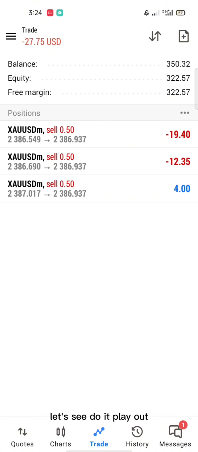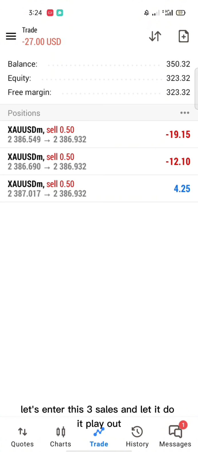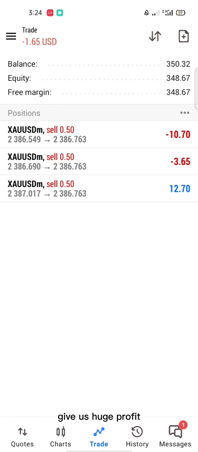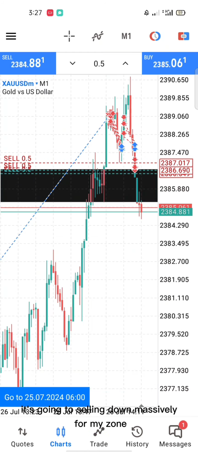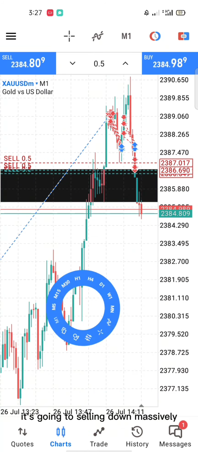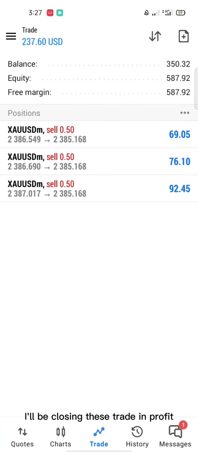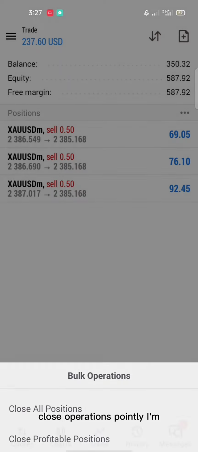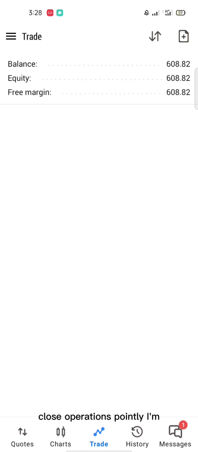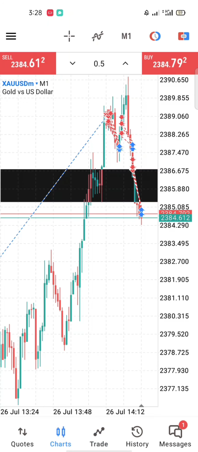Let's see the trade play out. Let's enter these three sales and let the trade play out to give us huge profit. It's currently selling down massively from my zone. From the very point, I'll be closing this trade in profit, close up positions. Currently, from a $50 account, I just took $600 into the account.